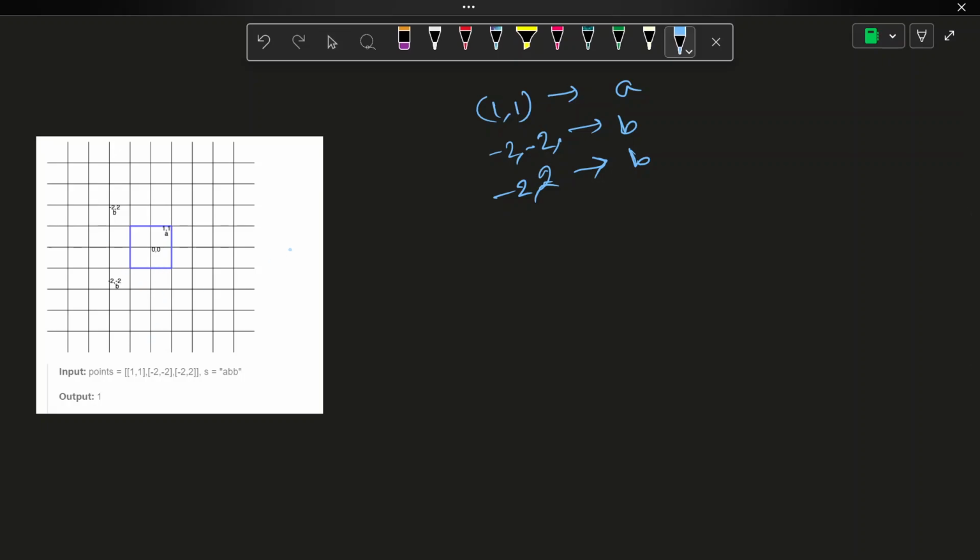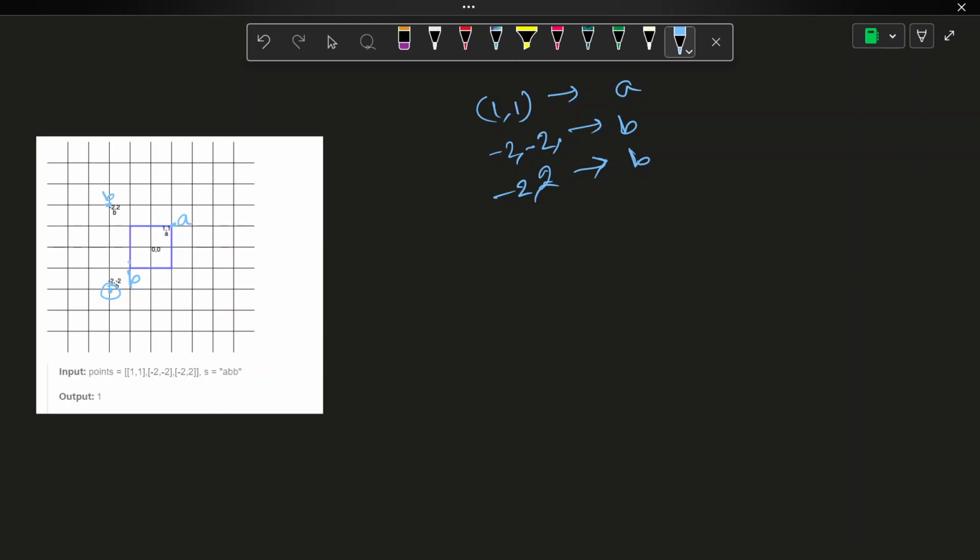So for this example, the first one is present at (1, 1), and the tag is a. The next one is (-2, -2), and this is b. The next point is (-2, 2), so this is also b. And (-2, -2) also, this should be (-1, -2).